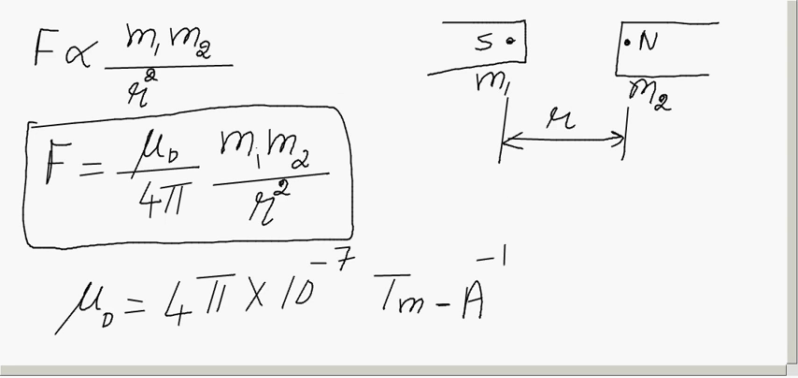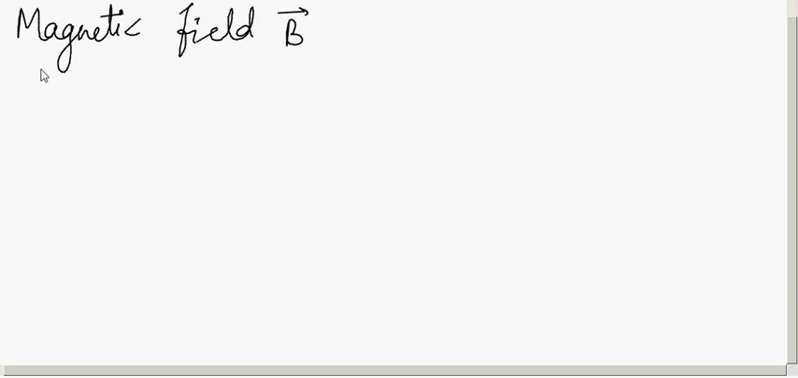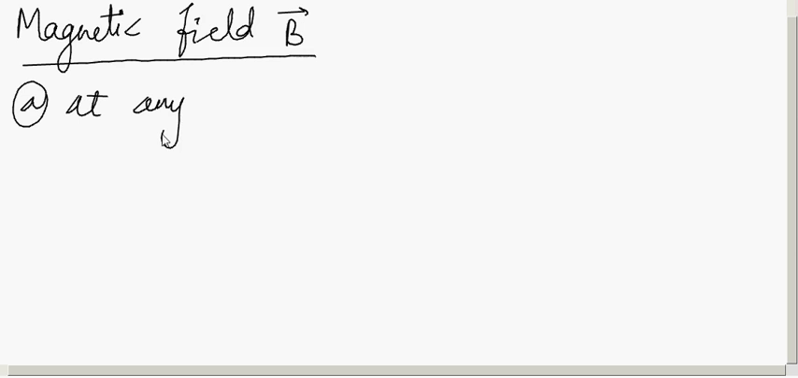Now next we will see what is the magnetic field at any point on the axis of a bar magnet, and also at a point on the perpendicular bisector of a bar magnet. First case, A: magnetic field B at any point on the axis of a bar magnet.